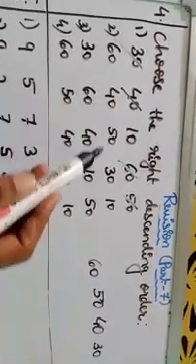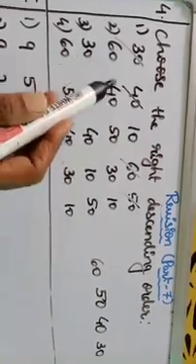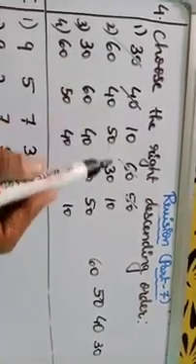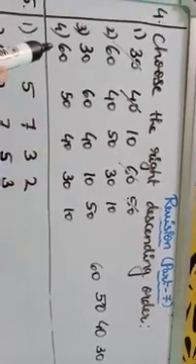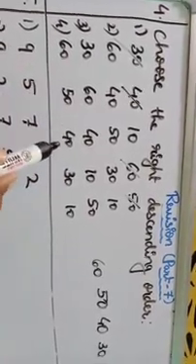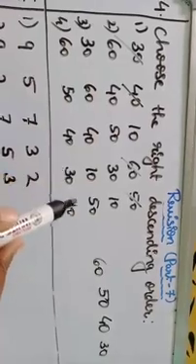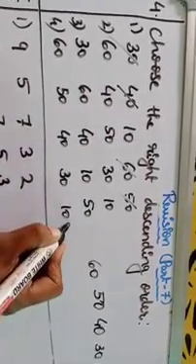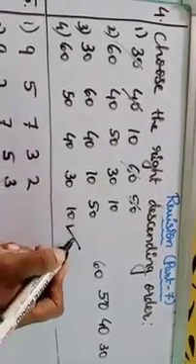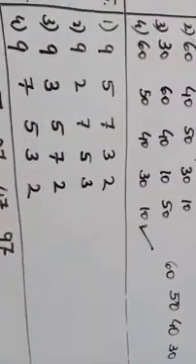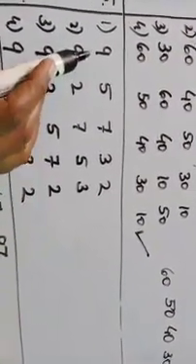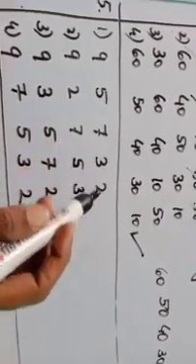So where is this answer? 60, 40, no, it's not the right answer. 30, 60, no. 60, 50, 40, 30, 10. That means the fourth option is our right answer. Okay, so let's go for the fifth question. The numbers are 9, 5, 7, 3, 2.